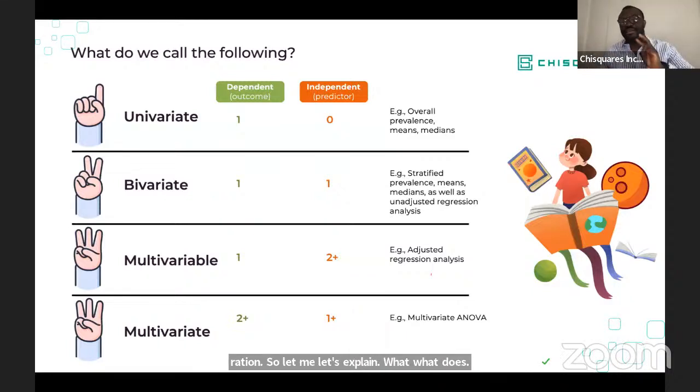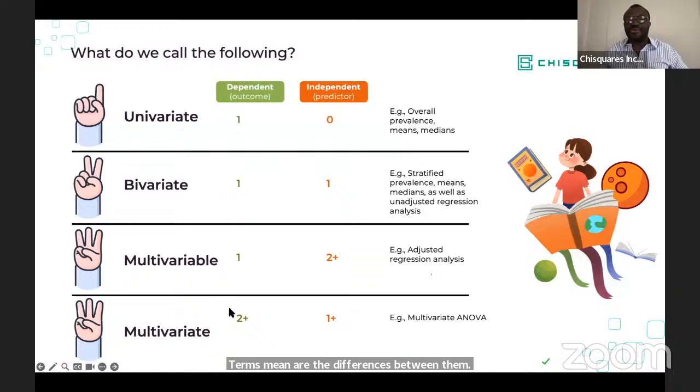Multivariate could mean one of two things. It could mean you have two or more outcomes. Take note, multivariable, you only have one outcome variable. In multivariate, you might have two or more outcome variables and you have one or more independent variables. For example, multivariate ANOVA is an example of a multivariate analysis.